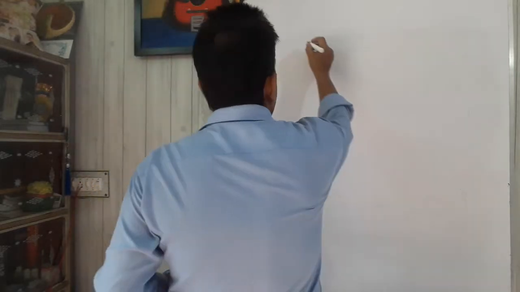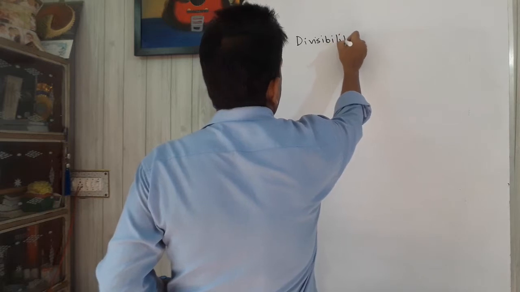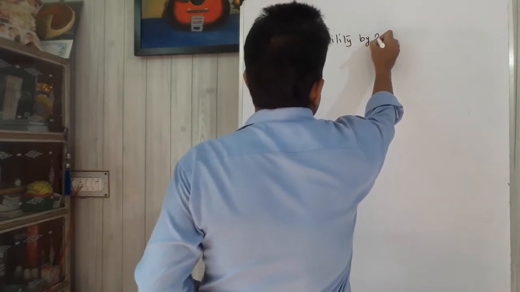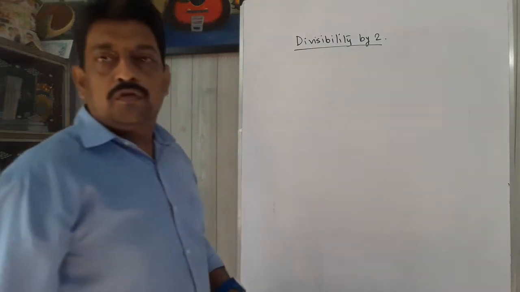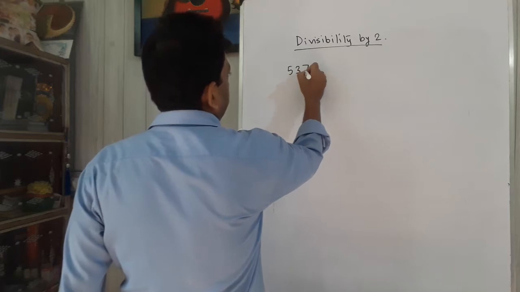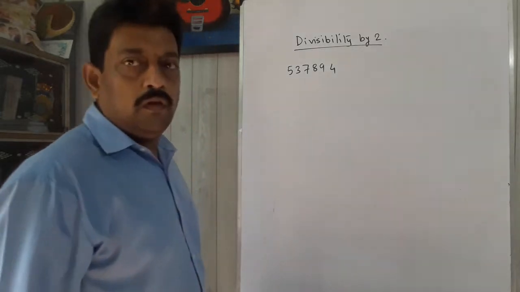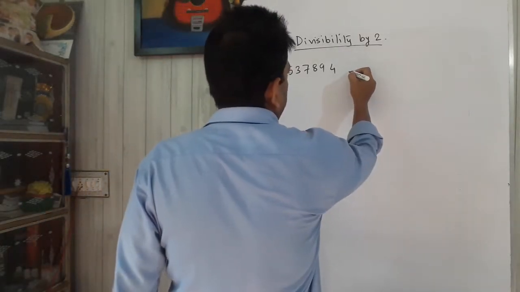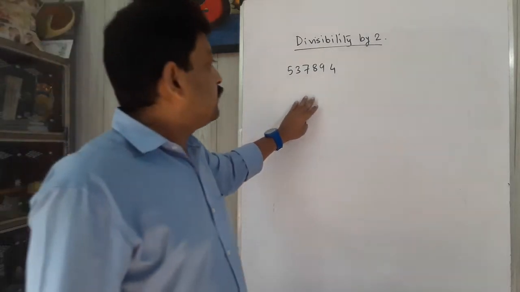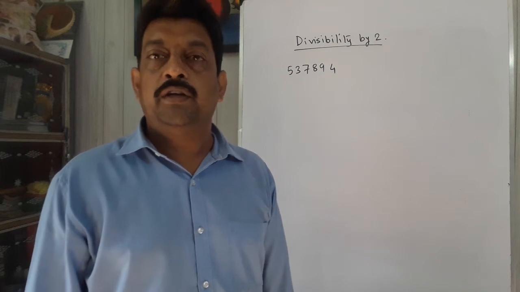Okay, so first is the check for divisibility by 2. Suppose a number is given to you. Let me take a random number, 537894. We have to check whether it is divisible by 2 or not.